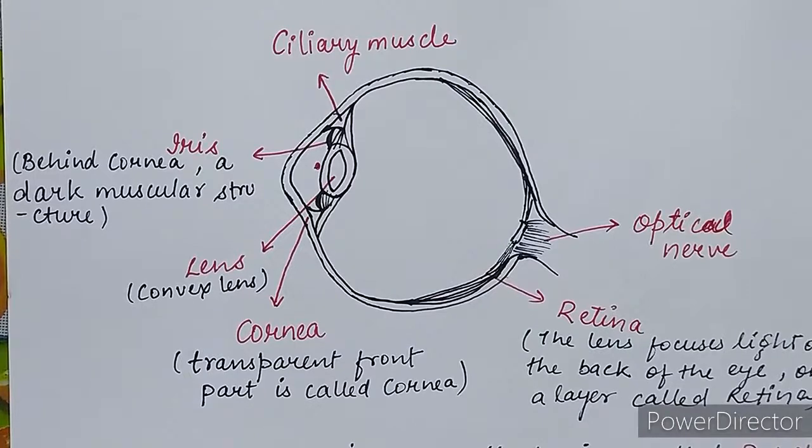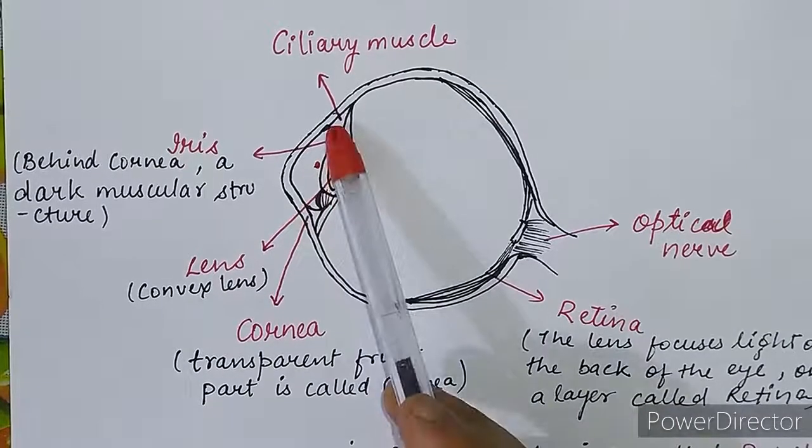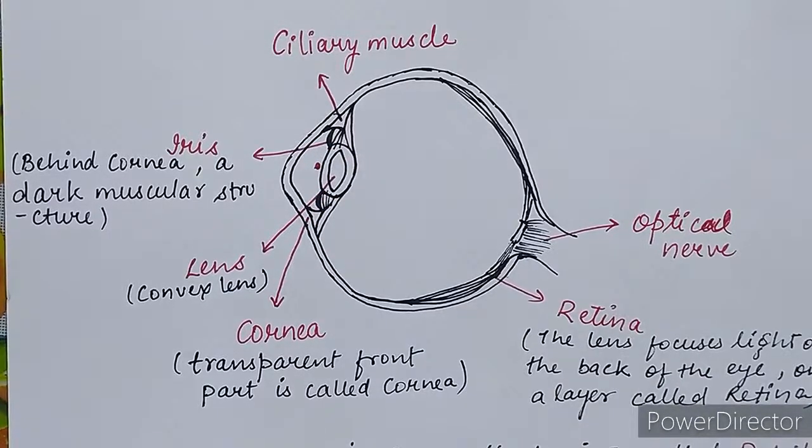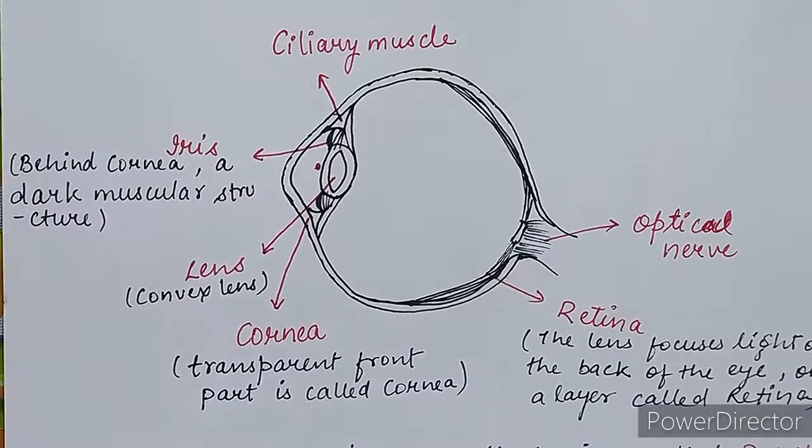The size of the pupil is controlled by the iris only. Even if we look at any person's eye, we say, yes, your eye color is black, someone has a brown color, someone has a blue color. This color distinction depends completely on the color of the iris.